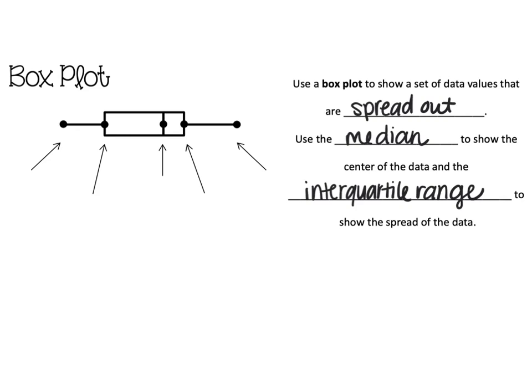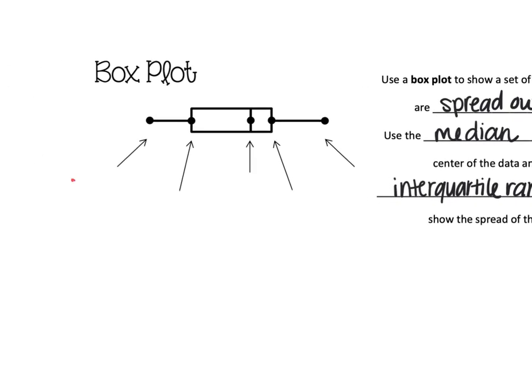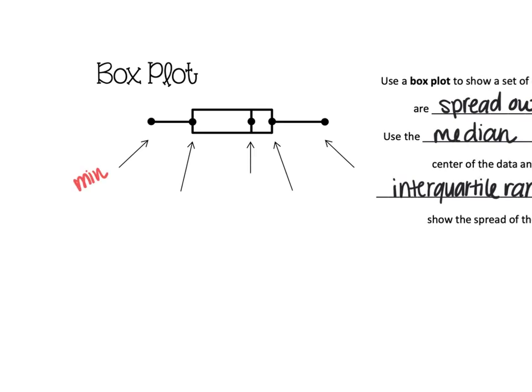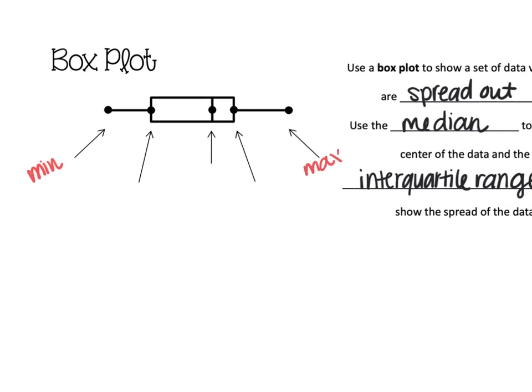So this first point is the minimum. The last point is the maximum. The first line, or the second point, is the first or lower quartile. The middle line is the median. The next line is the third or the upper quartile. The median is considered the second quartile.